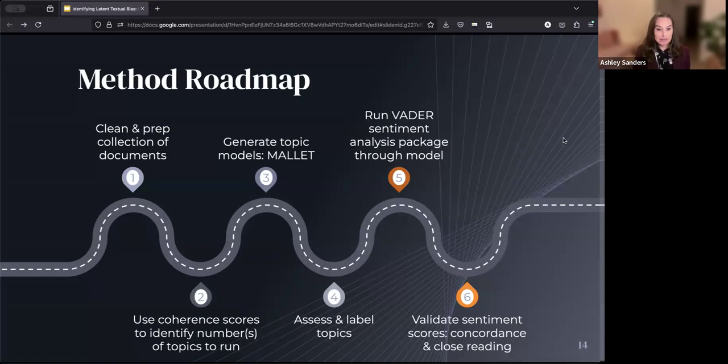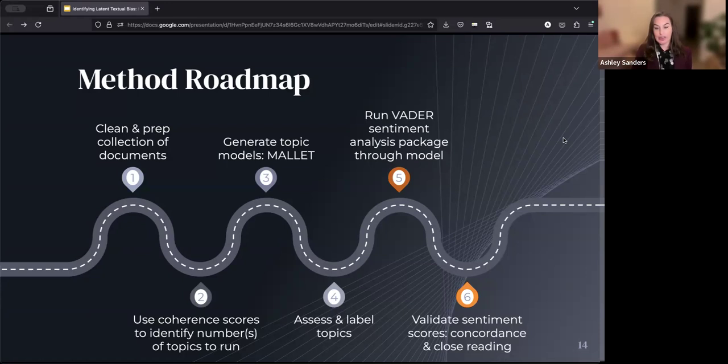So after I generated the topic models using Mallet, I then assessed and labeled the topics in each model. And then on the models, rather than the original text, I ran the Vader sentiment analysis package, which was really, really interesting. And I'll show you those results in just a moment. And then finally, I went through and created concordances to validate the sentiment analysis scores. And then I did close reading.